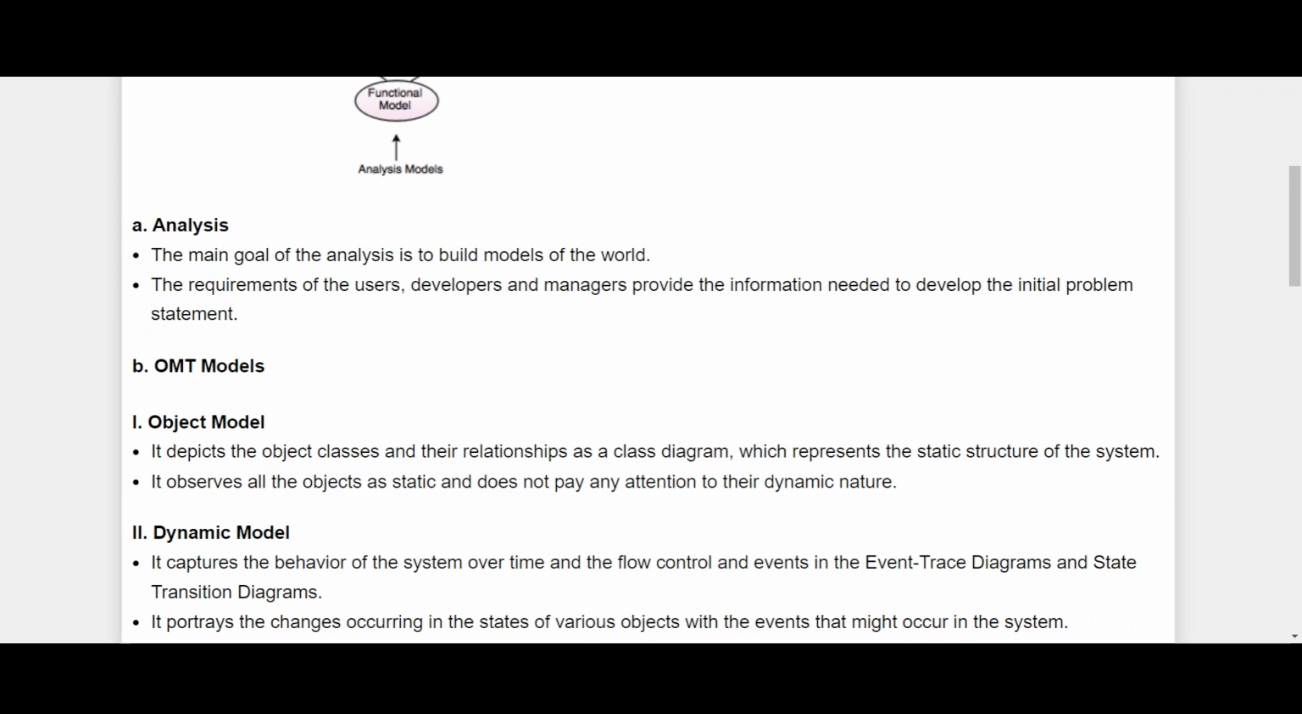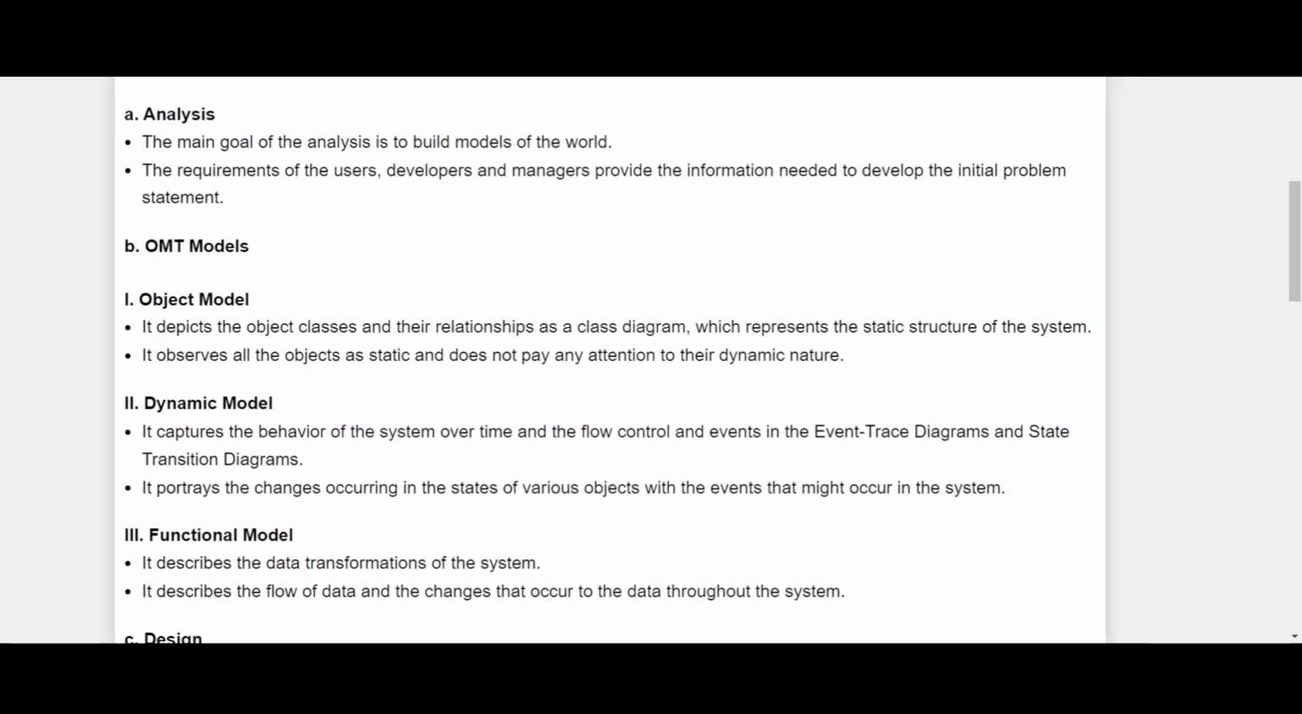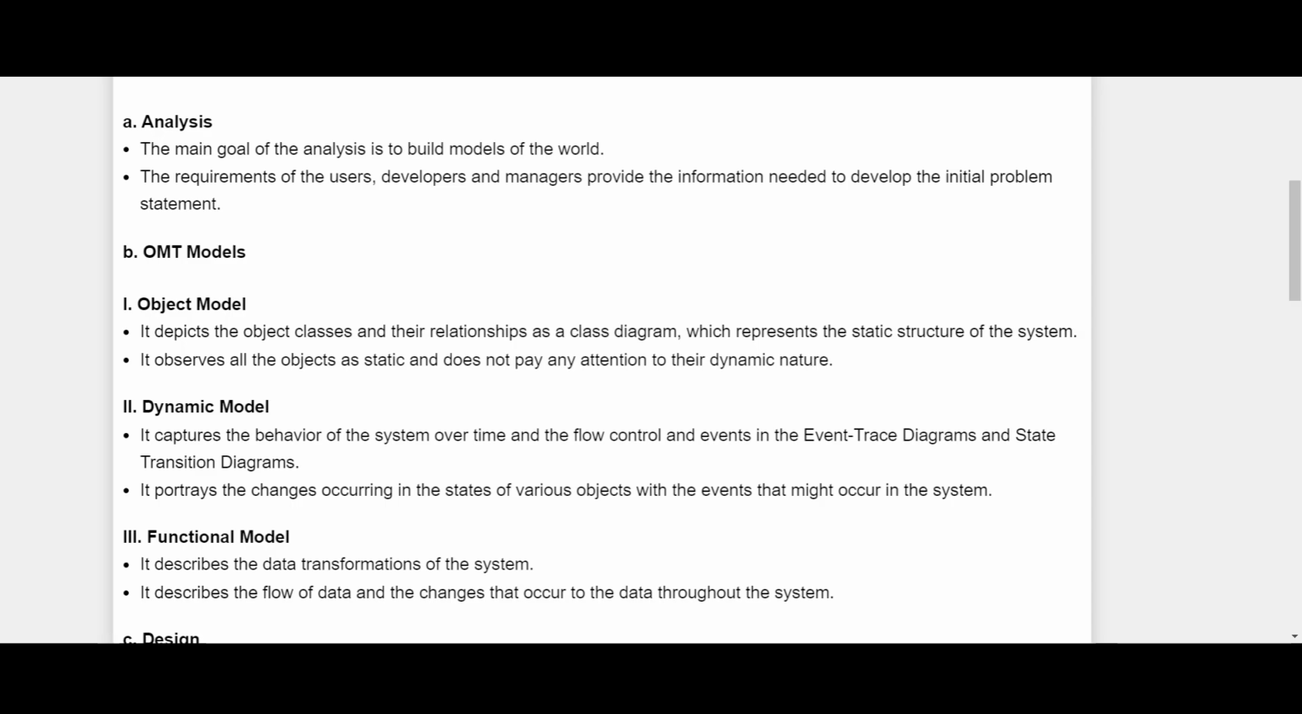What is the OMT model? Under the OMT, we have the models called the object model, dynamic model, and the function model. So what is the object model? It depicts the object classes and their relationships as a class diagram, which represents the static structure of the system. The class diagram is a static structure, it does not come under the dynamic part. It observes all the objects as static and does not pay any attention to the dynamic nature.